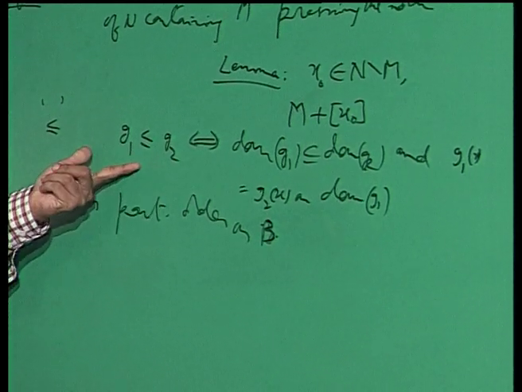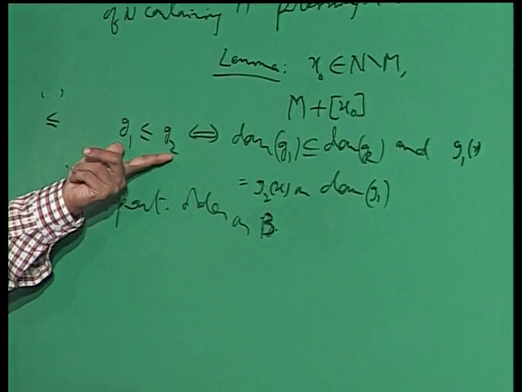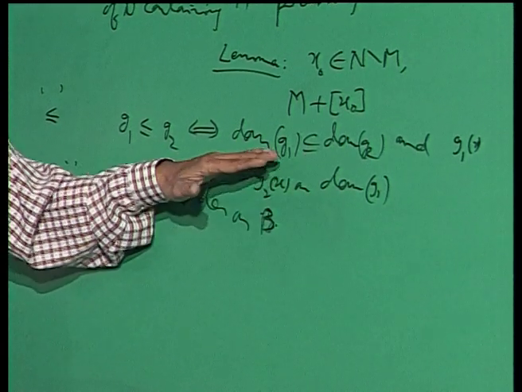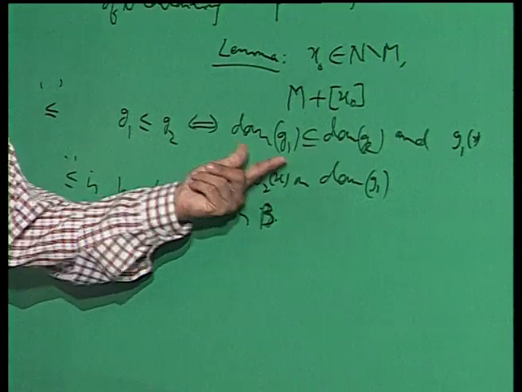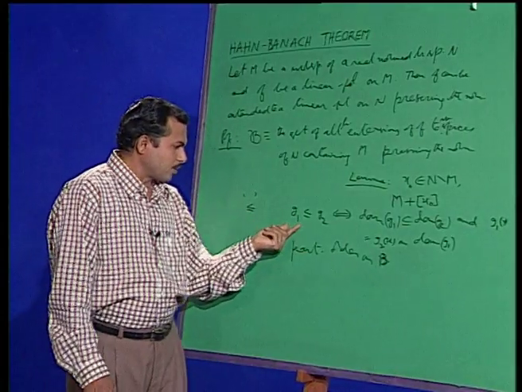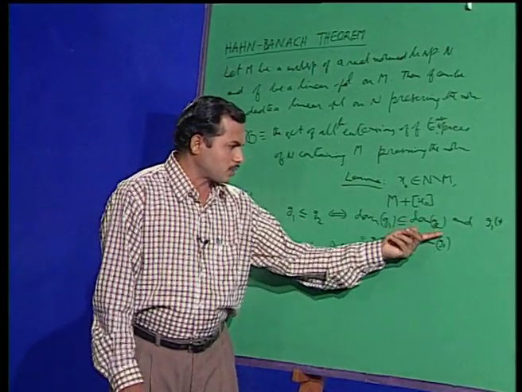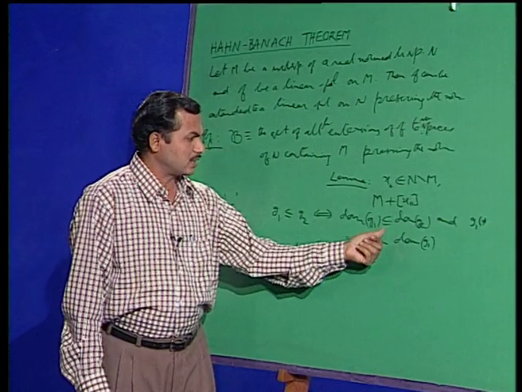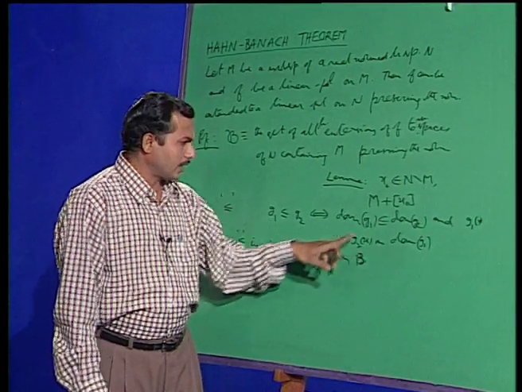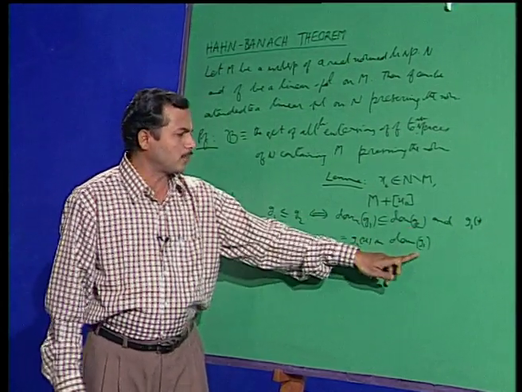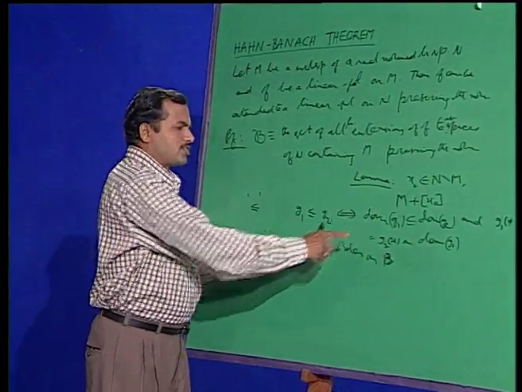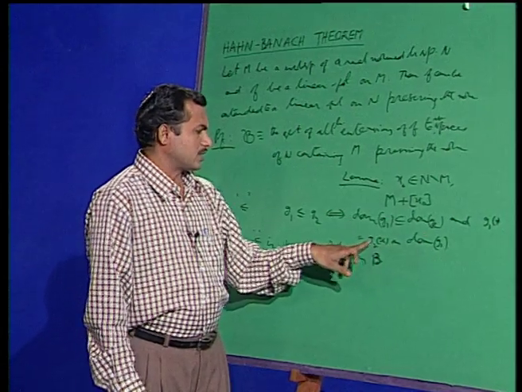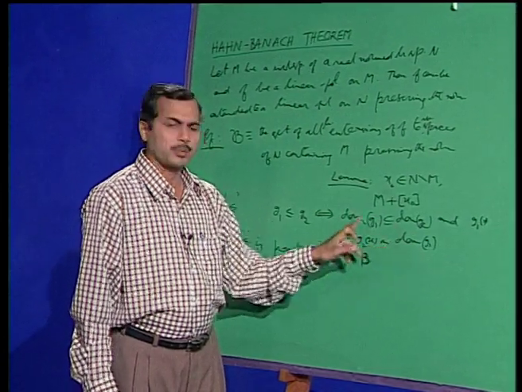This is antisymmetry, because in case G1 is less than or equal to G2, we have domain of G1 is a subset of domain of G2 and G1 x equals G2 x on this smaller set. If in case G2 is less than or equal to G1, we obtain domain of G2 is a subset of domain of G1 and G2 x is equal to G1 x on domain of G2. So, if we combine these two, we obtain that domain of G1 is equal to domain of G2 and that G1 x equals G2 x on the domain of G1.